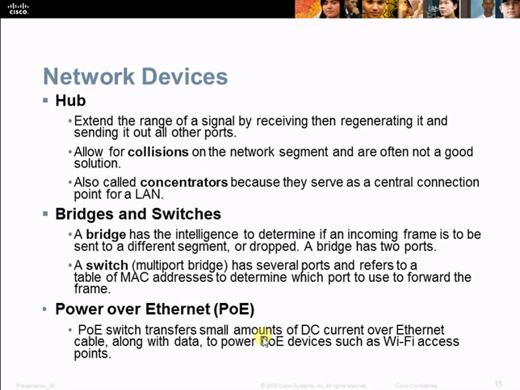Remember, a switch has several ports in it, and it uses MAC address tables to figure out how to forward data over the network. The difference between a bridge and a hub is there is no table in a hub, and we will have collisions sometimes in the hub when there's transferring of data.